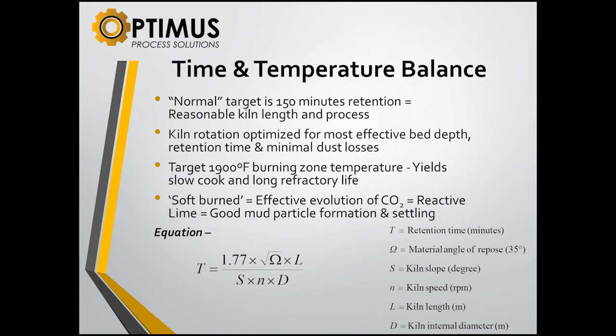This is not to say a high residual carbonate, but what you're allowing for is a lime that is not too hard to react and has the right amount of residual carbonate. The effective evolution of CO2 from the pellets as they're coming down the kiln gives you a good reactive lime with good mud particle formation and settling. We have shown here the equation for retention time in a conventional kiln.